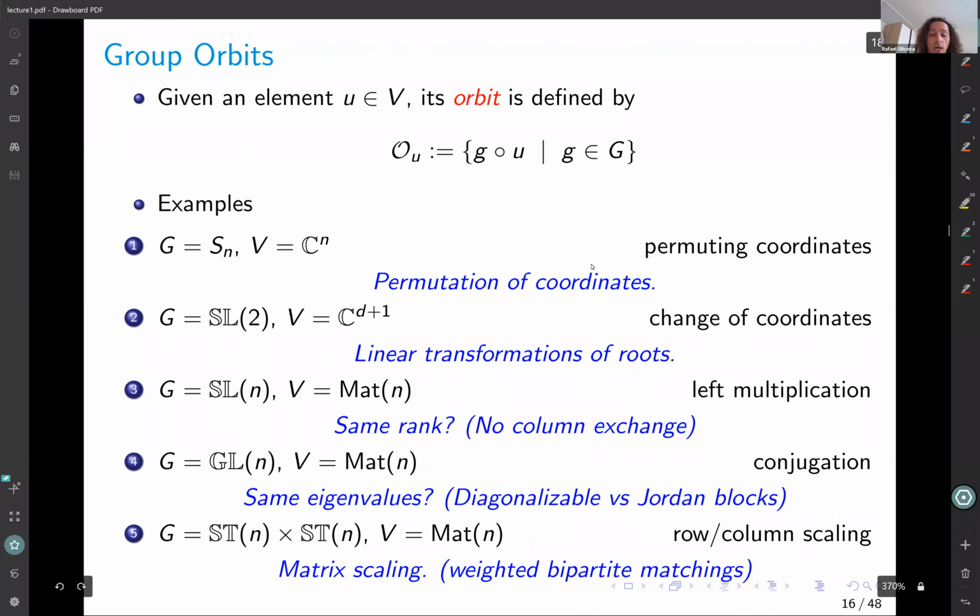Okay, and the other one is the matrix scaling action that we're going to see quite thoroughly in this workshop, right? And here the orbits are quite nice to describe. So the orbits here, they correspond to weighted bipartite matchings, okay? So, and I'll create an exercise on how you can deduce that, okay?